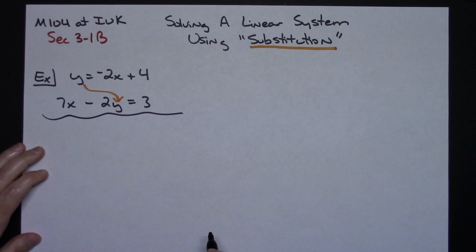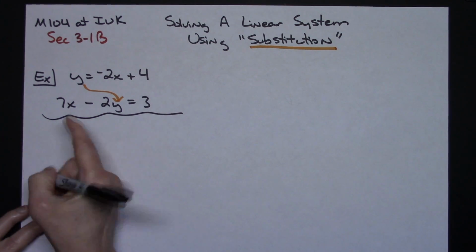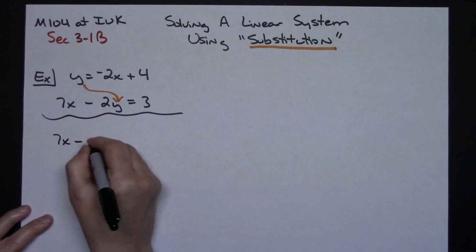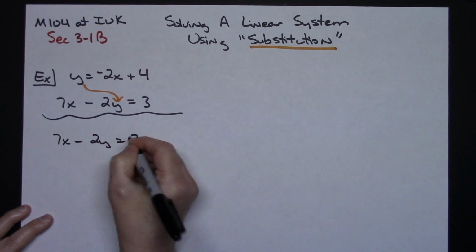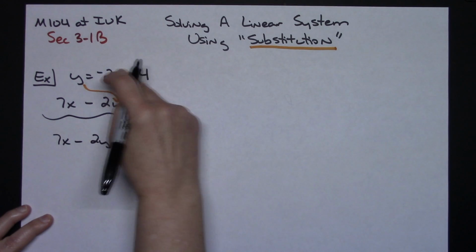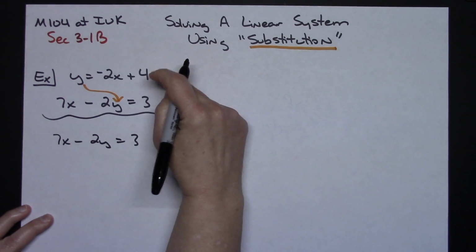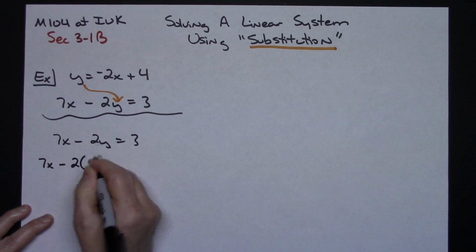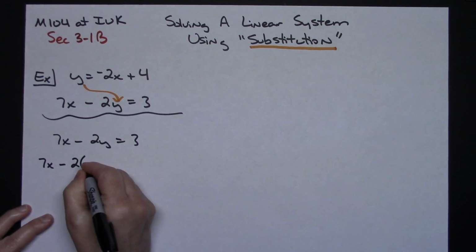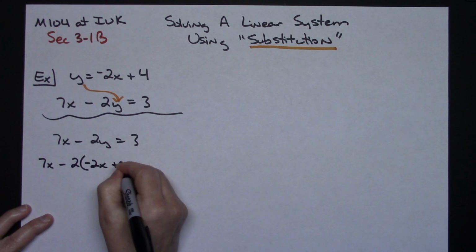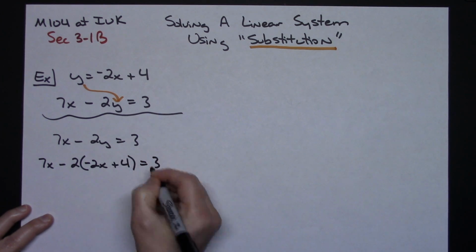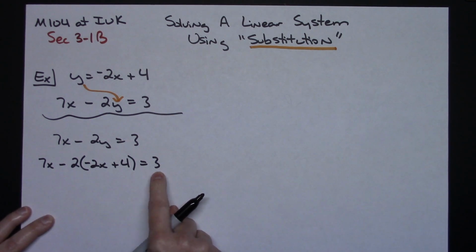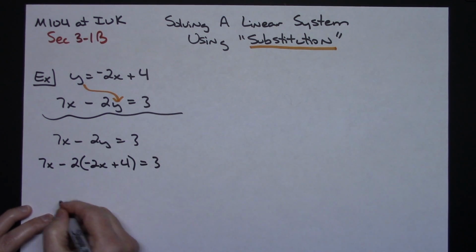Okay, so let's do that right here. So I'm going to go ahead and rewrite. I'll have the 7x minus the 2y equals 3. Now I'm going to replace my y with what it equals, which is the negative 2x plus 4. So I'm going to have a 7x minus 2, replacing the y with what it equals, negative 2x plus 4, is equal to 3. Now I have an equation that is written all in terms of x. I can solve this and find out what my x value is.